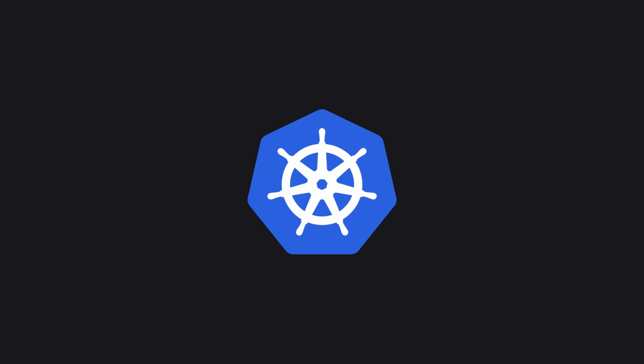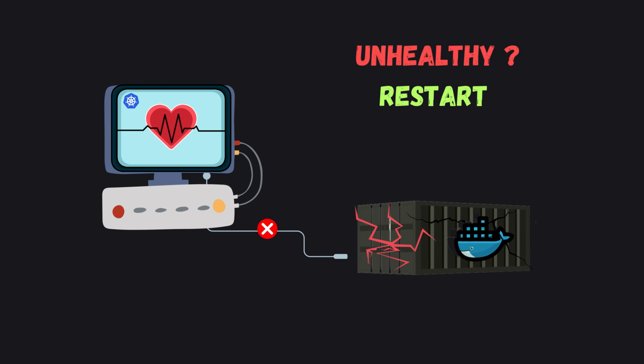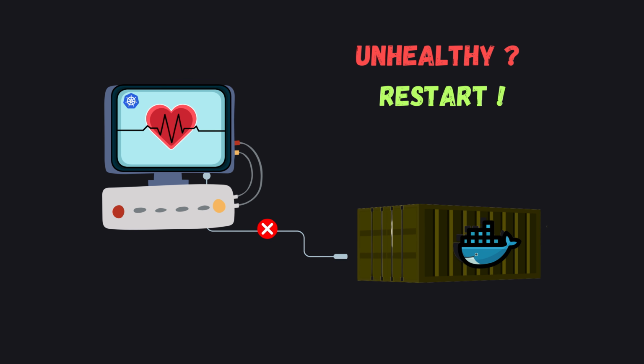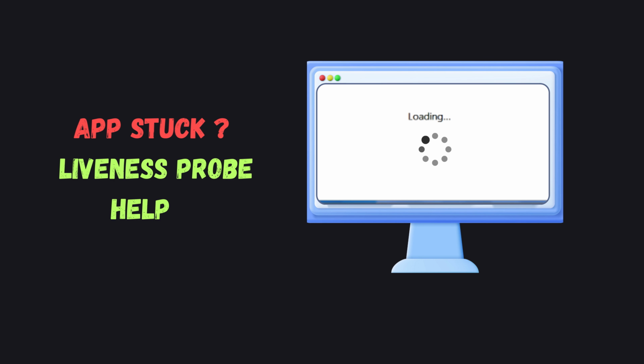Liveness Probe in Kubernetes is used to check if a container is still running properly. If the probe fails continuously, Kubernetes kills the container and restarts it according to the pod's restart policy. This is useful when a container is alive but stuck or unresponsive.